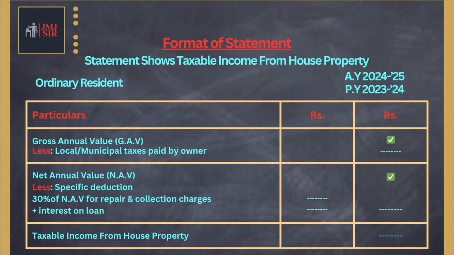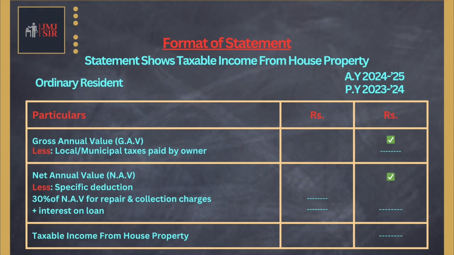For the solution to a problem, a statement is required to be prepared containing all the required information, and here is the format of the statement. On the left hand side at the top of the table, the status of an individual, such as ordinary resident, needs to be recorded. Then on the right hand side of the statement, the assessment year 24-25 and the previous year 23-24 are to be recorded.